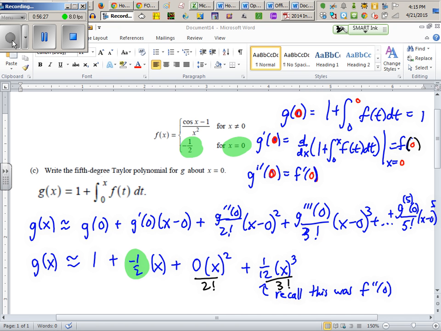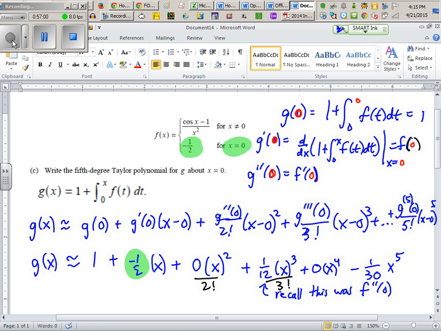Did anyone get the next term? For the x to the 4th? Or like x to the 5th? Well, we're on the x to the 4th, I meant. Yeah, what'd you guys find for, I meant to say g, 4th derivative of g, in other words, 3rd derivative of f. What'd you end up getting? 0. So there might be an x to the 4th there, it doesn't really matter. How about the next one? Negative 1/30th, right.